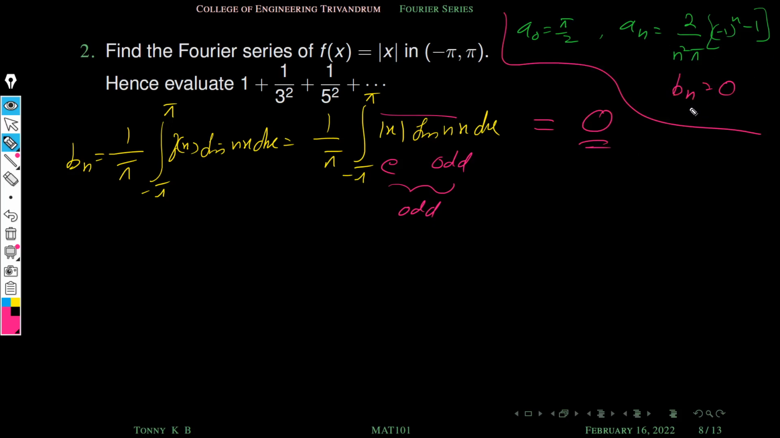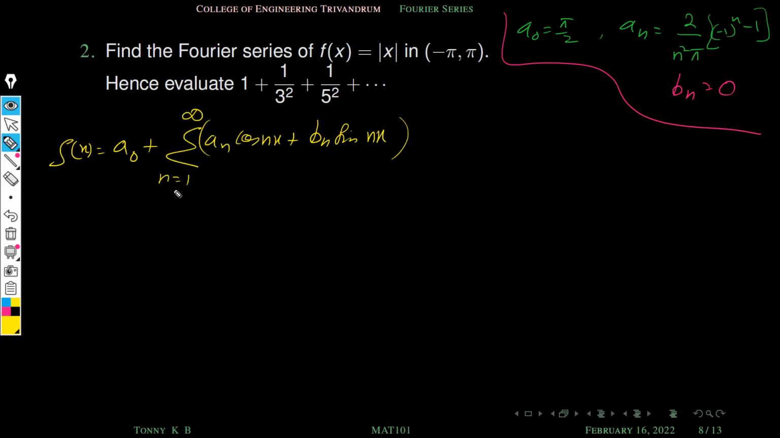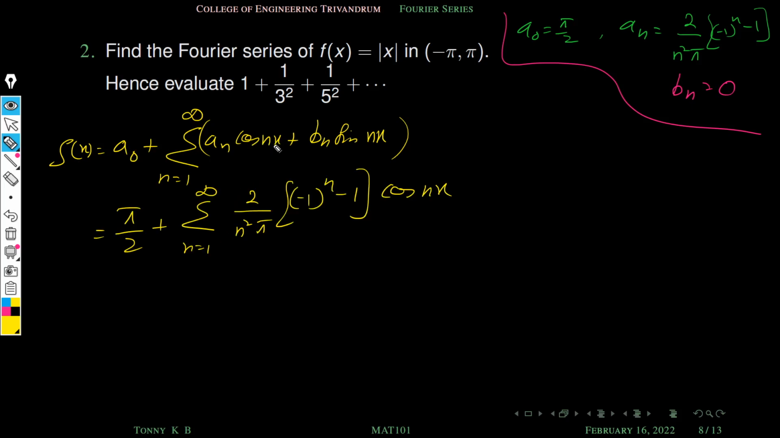Now you can write the Fourier series. We know that this is the formula of the Fourier series, and we denote the Fourier series by s of x. You just substitute a naught, an and bn. So this is the Fourier series: pi by 2 plus sigma n equal to 1 to infinity of 2 by n square pi into minus 1 raised to n minus 1 into cos nx, because all the bn's are 0. So this is the Fourier series of this function.